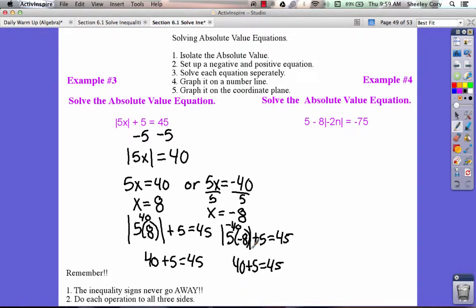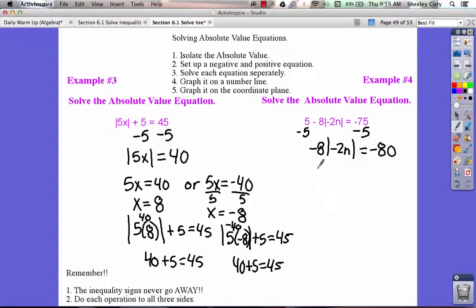Okay, and finally the last problem. We've got this negative out here. So at first you think it might be a no solution. But remember, you've got to evaluate the stuff on the outside first before you can see if it's a no solution. So I'm going to subtract 5 first. I do that because 5 is being added or subtracted here, while this negative 8 is being multiplied. So I subtract 5, and we get negative 8 times the absolute value of negative 2n equals negative 80. Now you'll see the magic happen.